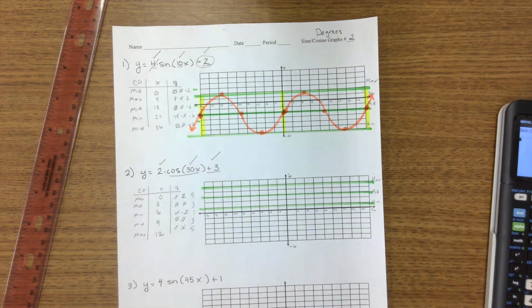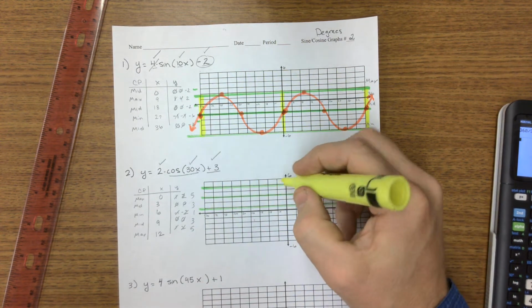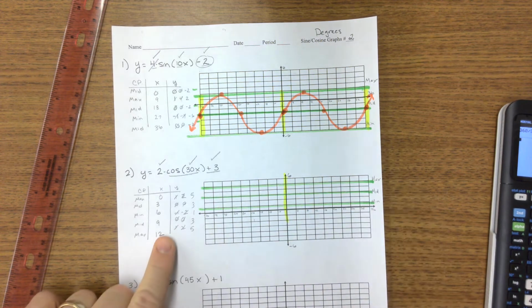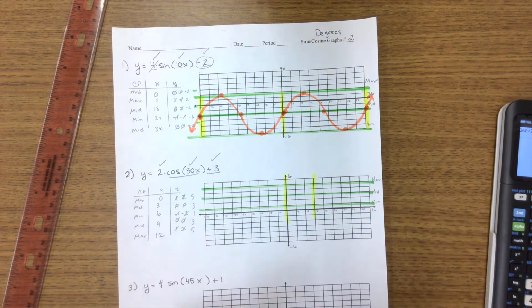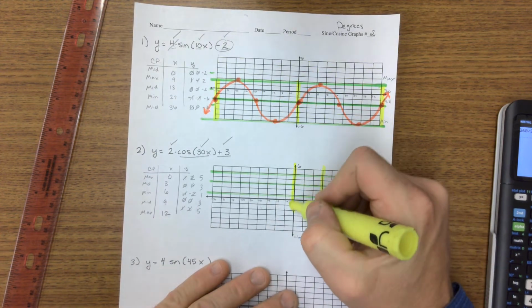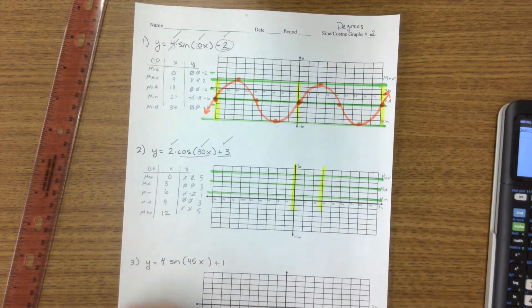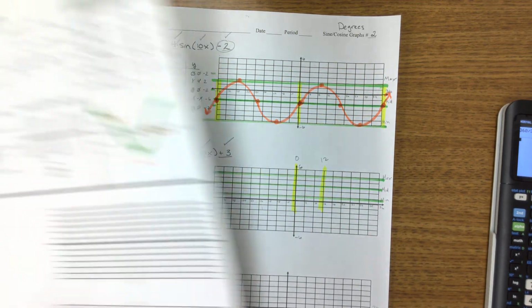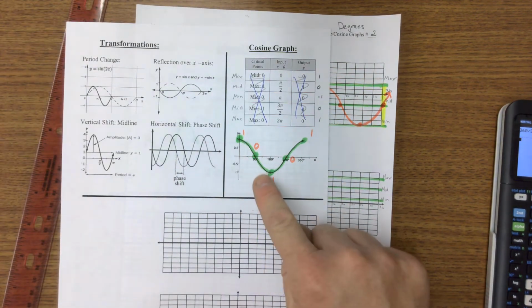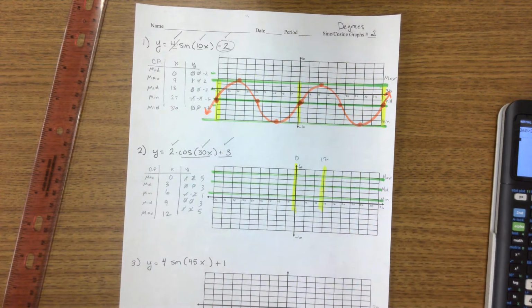All right, well, cosine starts at 0, and it goes out to 12. Well, 12 is right there. So I have to fit inside this range right here from 0 to 12. I have to fit a cosine wave. And what does cosine do? It goes up, down, back up. Well, here we go. Ready?